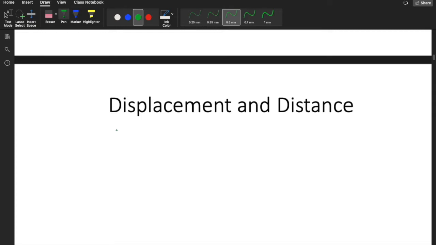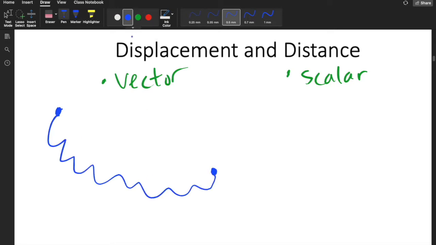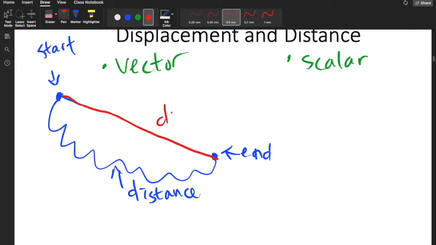Displacement and distance. Obviously, displacement is a vector and distance is a scalar. Assume this is your starting point, and then you walk to your end point. This is where you start, and this is where you end. Then the blue line represents distance, and the red line represents displacement.